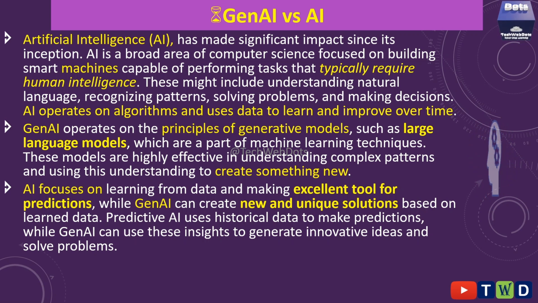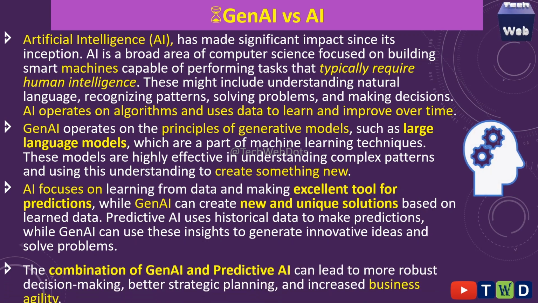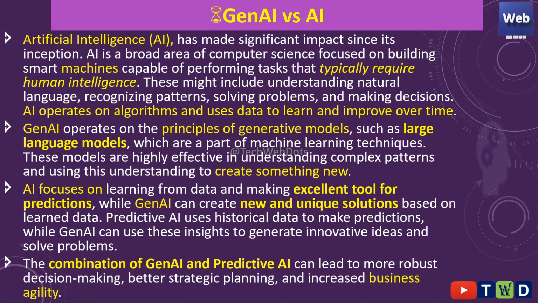Predictive AI uses historical data to make predictions, while Gen AI can use these insights to generate innovative ideas and solve problems. This is where AI is more useful. Now the combination of Gen AI and predictive AI can lead to more robust decision making, better strategic planning, and increased business agility. So that's how most organizations are taking advantage of both worlds.